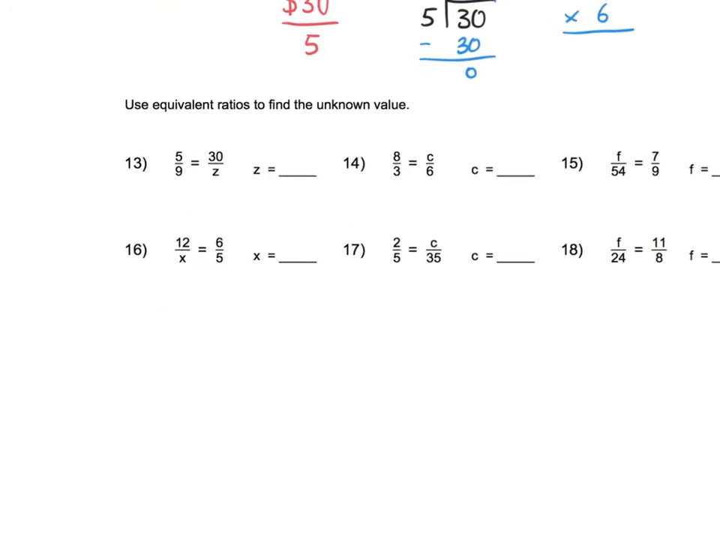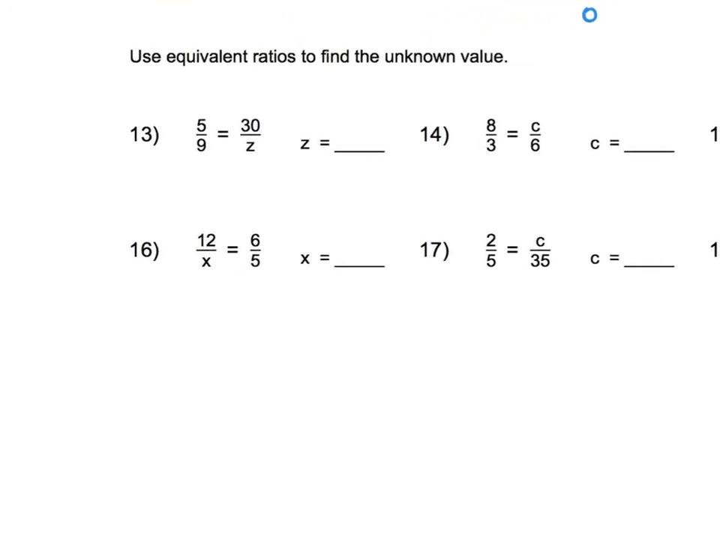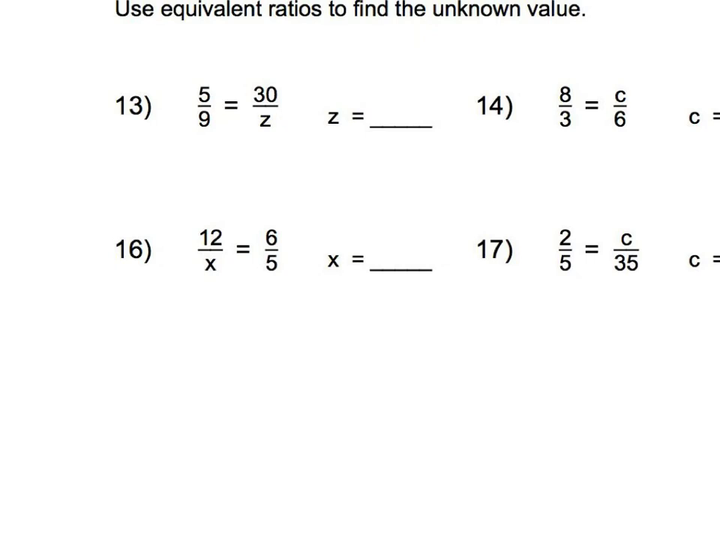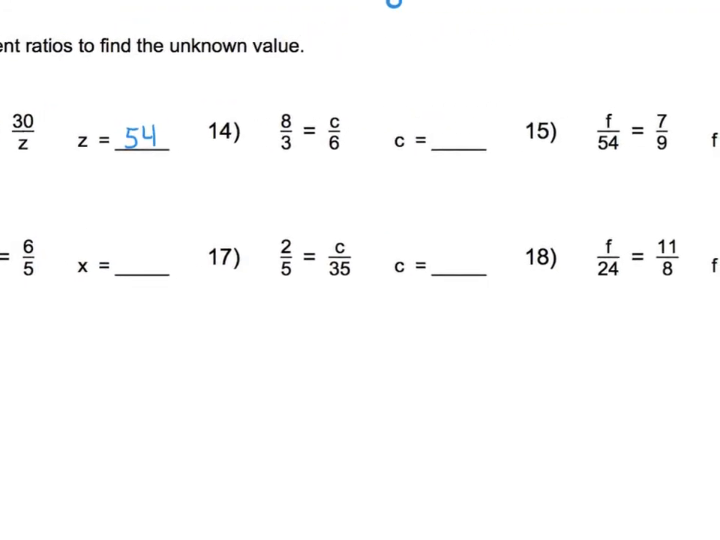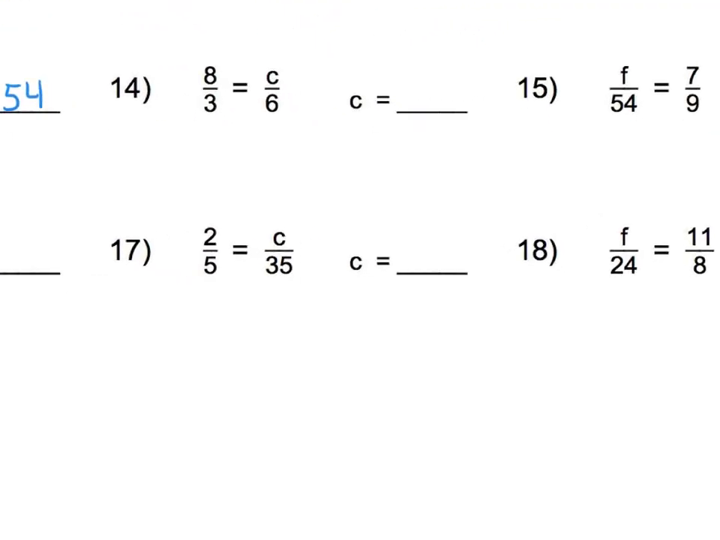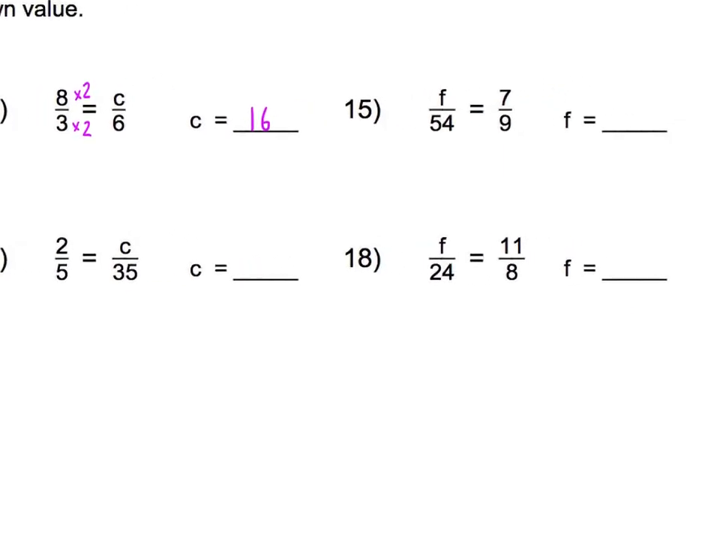Okay, let's come down here and check our equivalent ratios. So on number 13, I'm going to look and see. 5 times what gets me to 30? 6. So now on the bottom, 9 times 6, what did you get? You should have gotten 54. Okay, let's look at number 14 here. I'm going to do the same. 3 times 2 is 6. So 8 times 2 will give you 16.